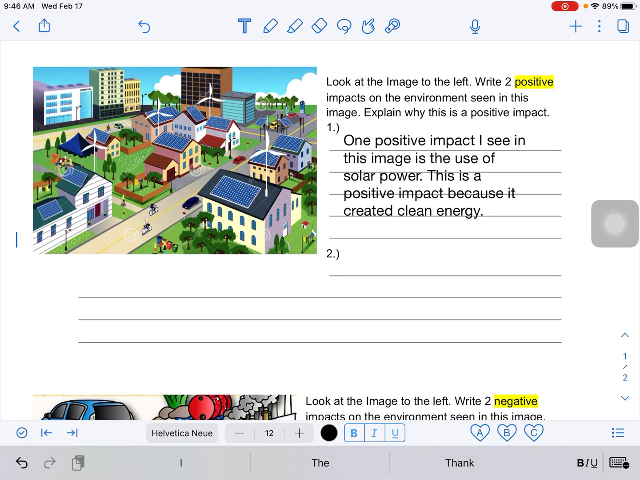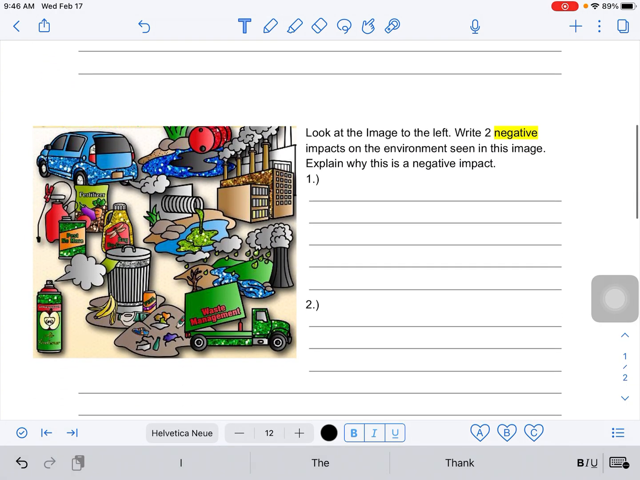Then you are welcome to use my example for your number one spot here if you would like. That is completely fine. And then you're going to come up with your second one for your second box. So again, you're going to write the positive impact you see and then explain why it's a positive impact. For the bottom section, you are going to look at, again, another image here, and this time we're going to be looking at the negatives.